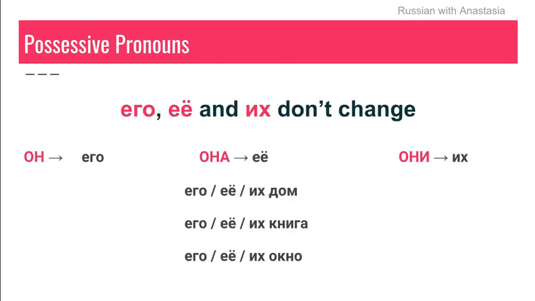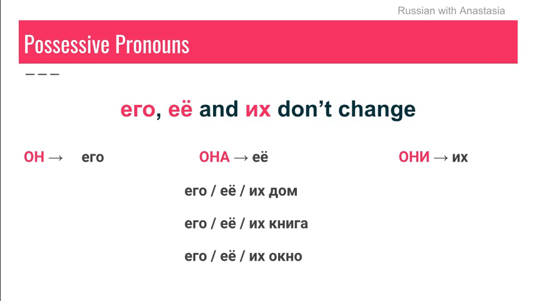Let's move to the next slide. Его, ее, and их don't change. But what is его, ее, and их? Он, he, его, his. And his in Russian doesn't change its form. So it would be его дом or его книга. You see, it doesn't change.